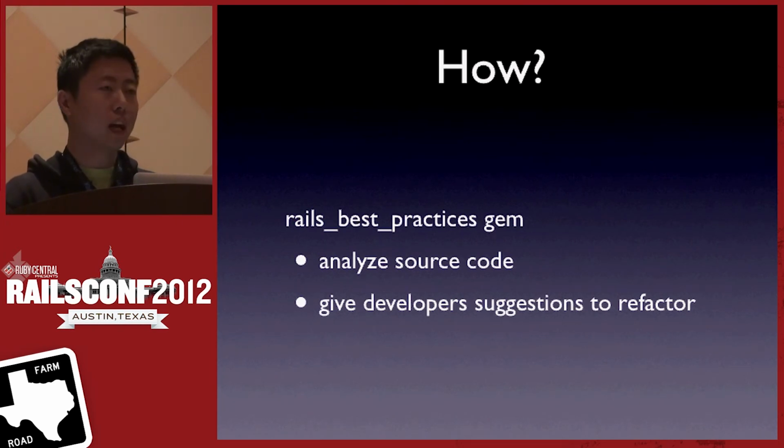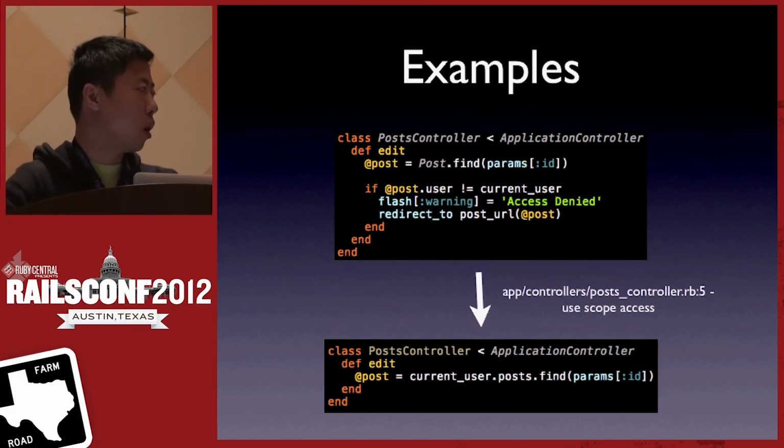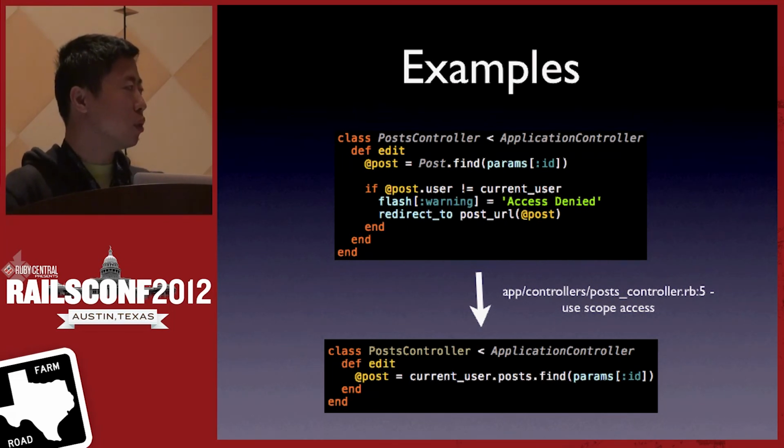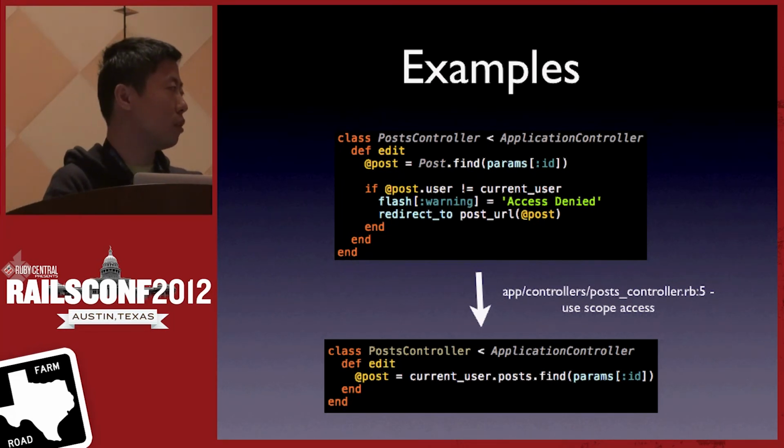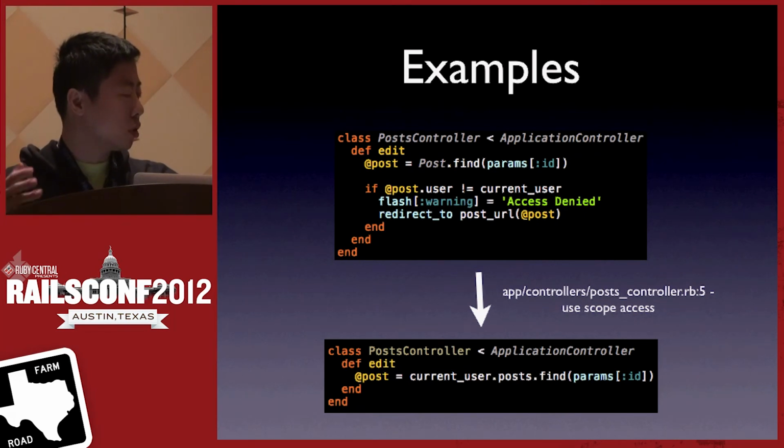It is created for analyzing the source code of your Rails project and giving you suggestions to refactor and improve your code quality. This is an example. In the edit action in the top code, you will see the code reads a post from the database, then it checks the privilege by just checking if the current user is the user of the post. The Rails Best Practices gem will tell you that there is a code smell in the post controller line 5. It suggests that you should use scope access, just like what the bottom code does. You should just read the post from the current user's posts. So if the post does not belong to the current user, a not found error will be raised.